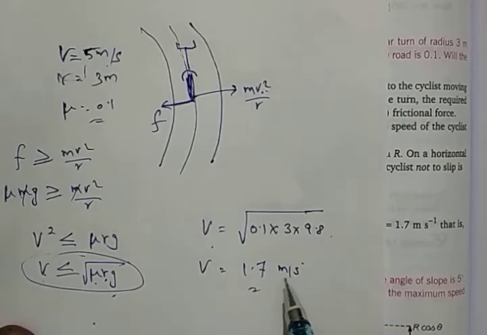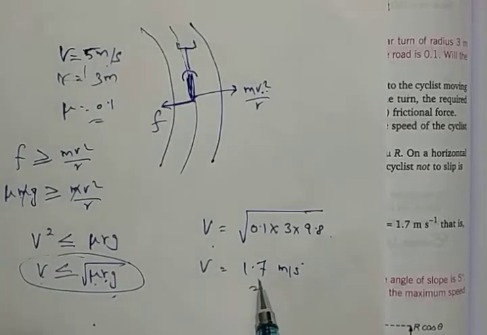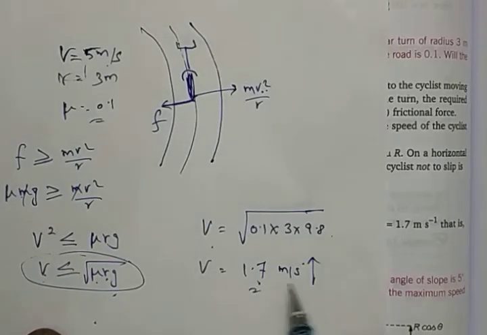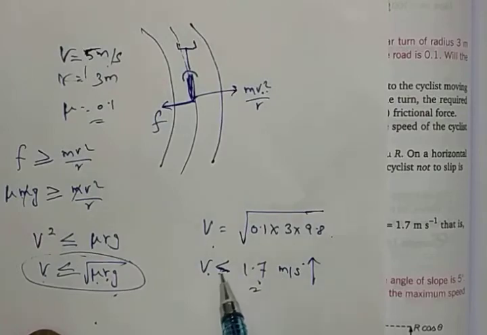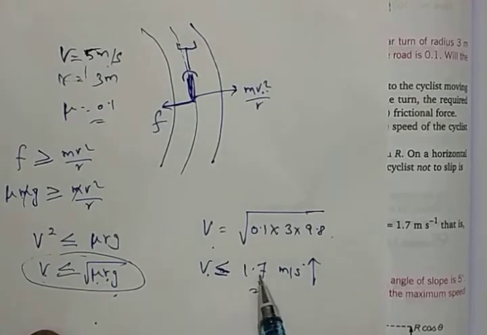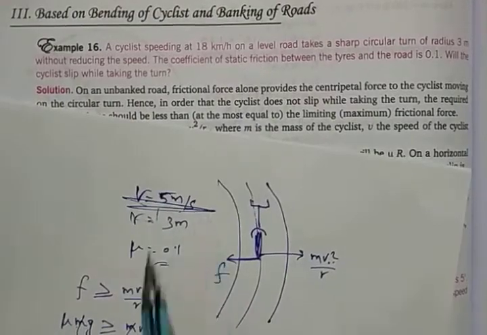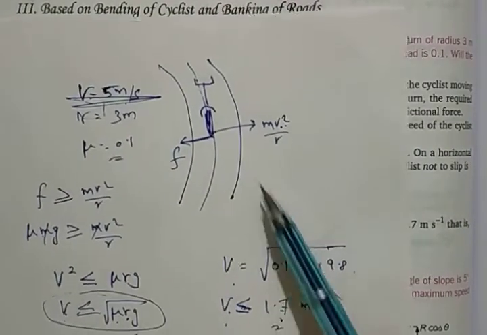Okay. So if he comes in this much minimum speed, then he will not slip. More than this velocity, it should be less than or equal to this. Velocity should be less than this or equal to. How much velocity is coming? 5 meter per second. This Maharaj is coming in 5 meter per second.